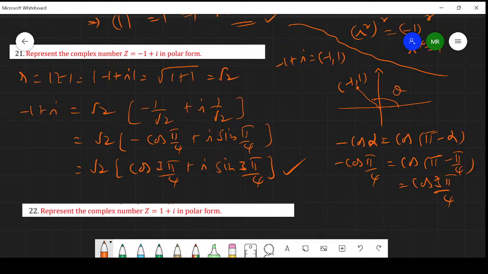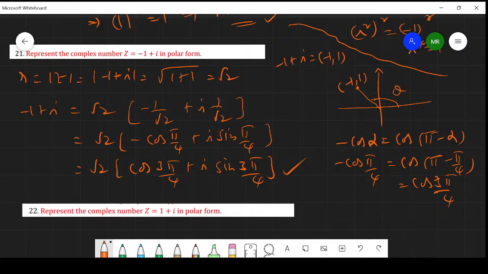I hope you understood this. If you have any doubt, please ask me, I will repeat that. When the complex number is in the first quadrant, I have explained. When the complex number is in the second quadrant, I have explained. See the next problem now.